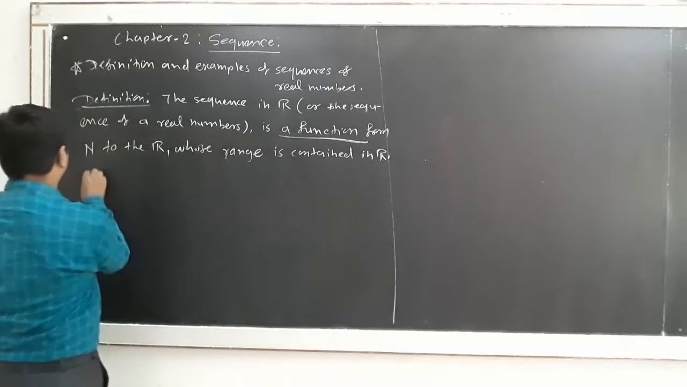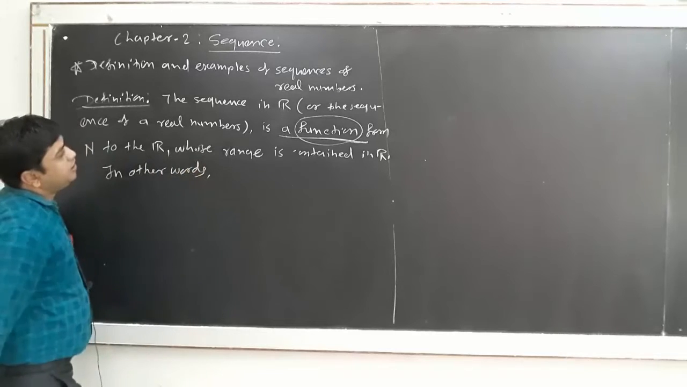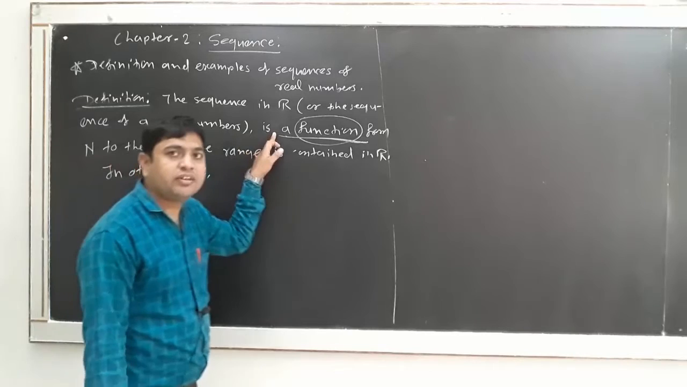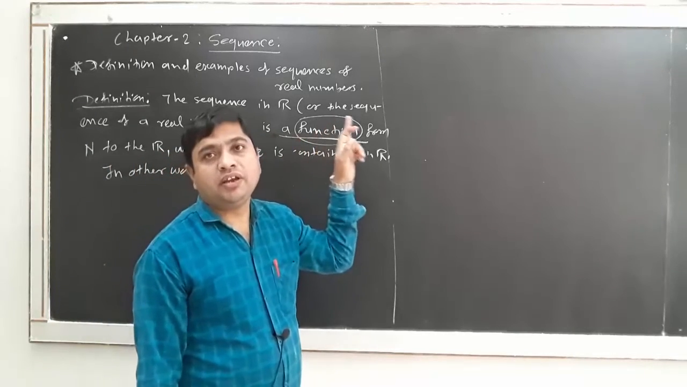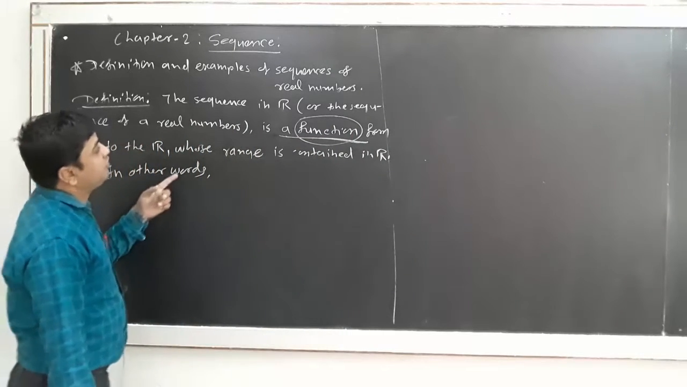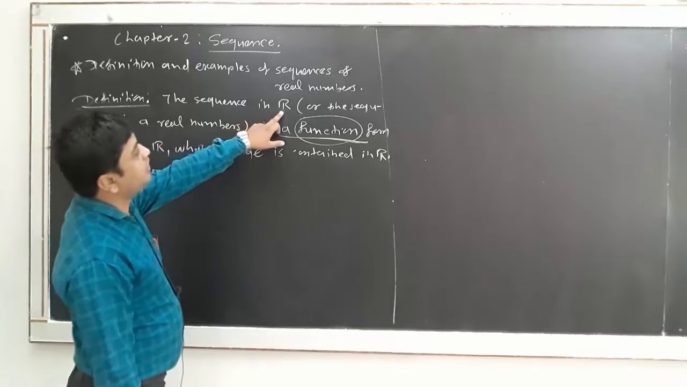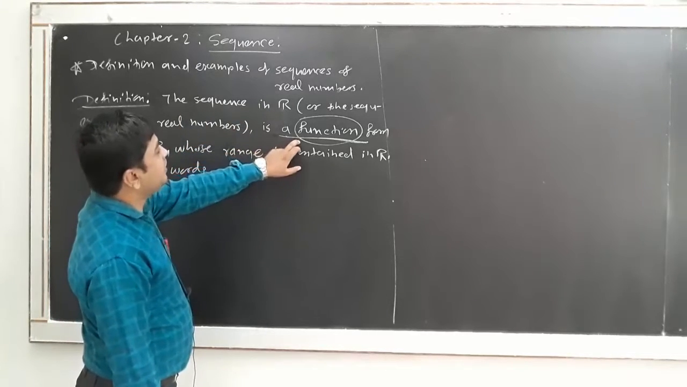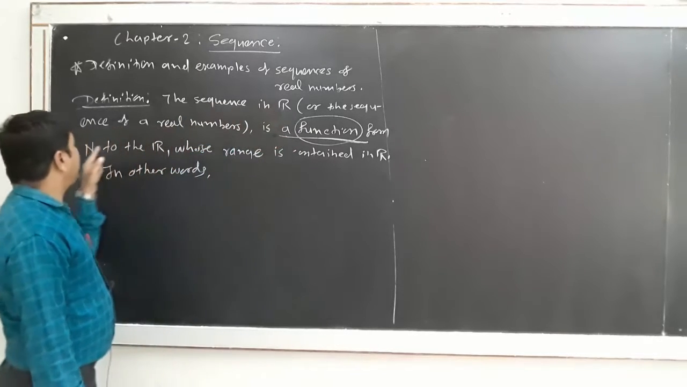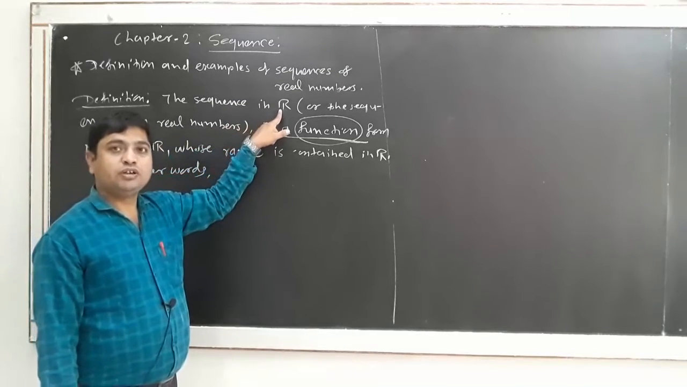In other words, a sequence is just a function. You know the definition of a function. A function is a rule that assigns every element of a domain to a unique element of a codomain. In a similar manner, here the domain is N and the codomain is R. So a sequence is again a function whose domain is N and codomain is R. That is, every element of N, that is the natural numbers, is assigned to a unique number in R.